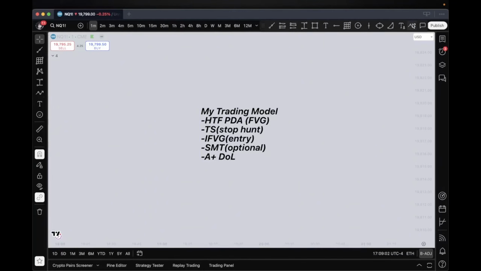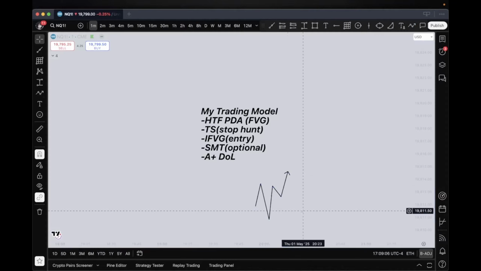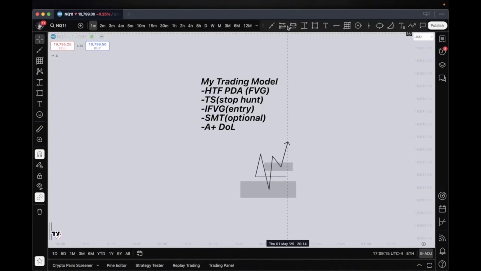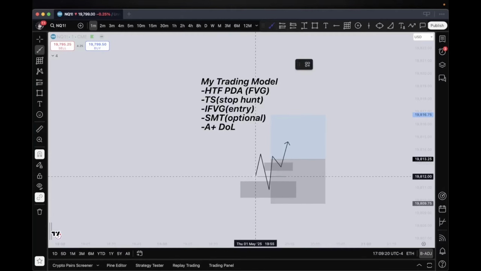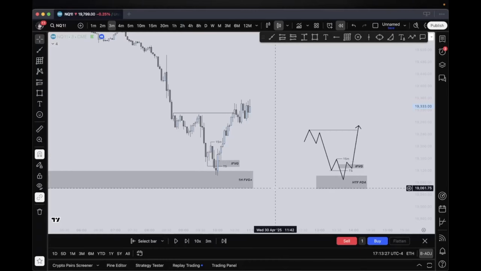Remember this framework. I'll draw this little diagram. Bam, bam, bam, bam, bam, right? Very simple. This is your key level. This is your stop hunt. This is your inversion. And then right here is your entry, right? And an optional, of course, is an SMT. Right, so this is trade example number 1.